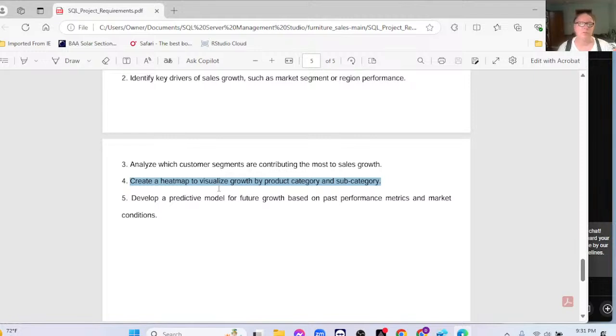So home office showed the largest year-over-year growth, okay? Largest growth between 2014 and 2017. Very good.